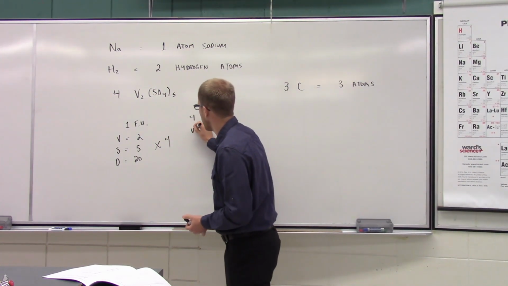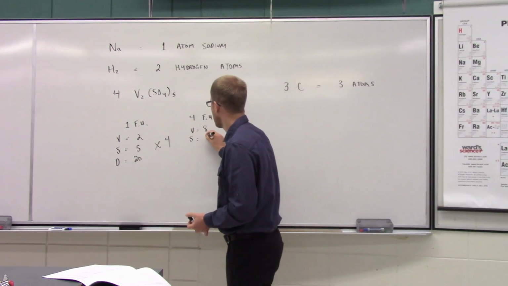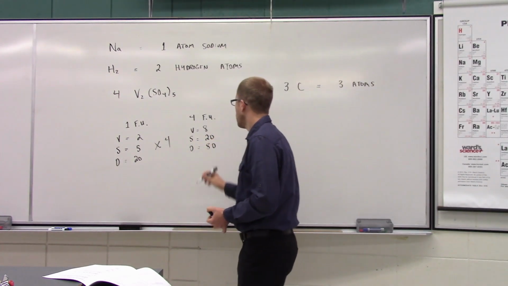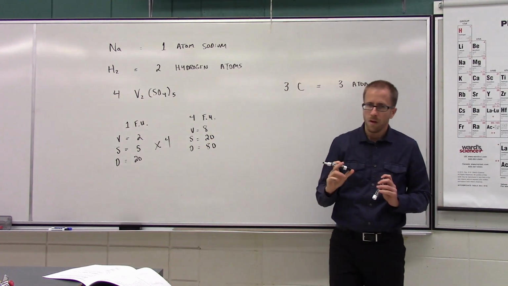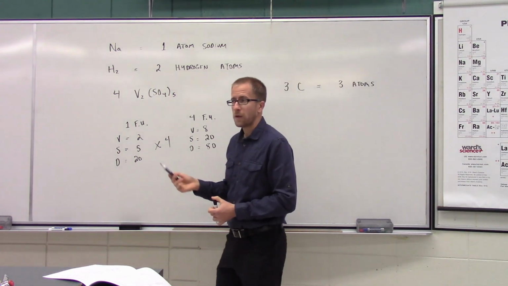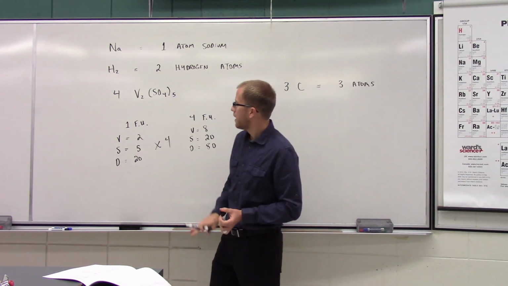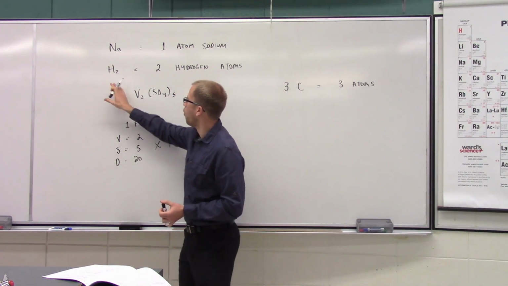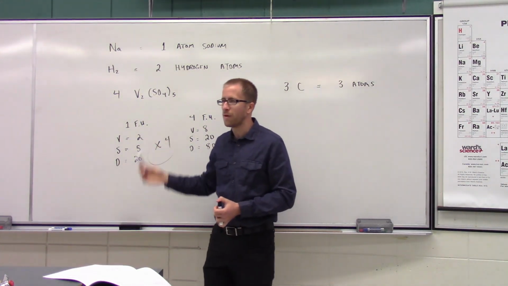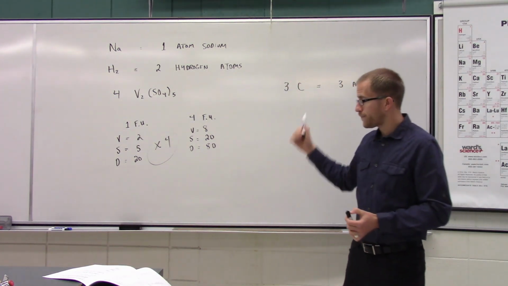How much vanadium do we have? 8. We have 8. How much sulfur? 20. We have 20. And how much oxygen? 80. Right? So whenever I'm counting atoms, I find that it's easier, if you're having trouble and doing it incorrectly, to take a step back, ignore the coefficient in front, say, okay, in one of these, how much do I have? And then you can just multiply by the number of formula units or molecules or atoms.